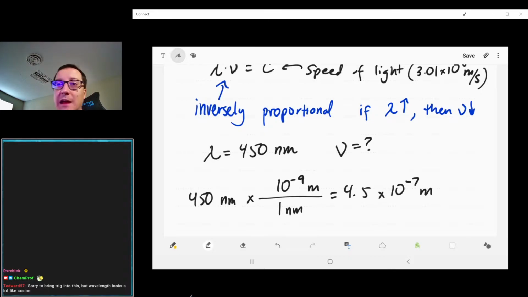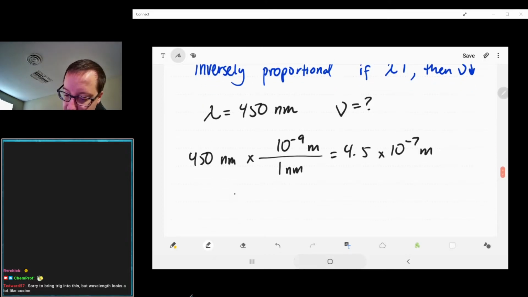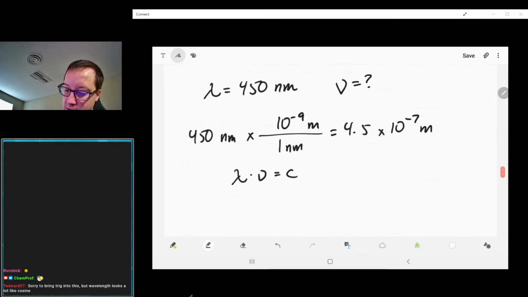Alrighty, so now that we have it in meters, we can go ahead and use our formula. So we know that's how the relationship works. So therefore, nu is going to equal c over lambda.